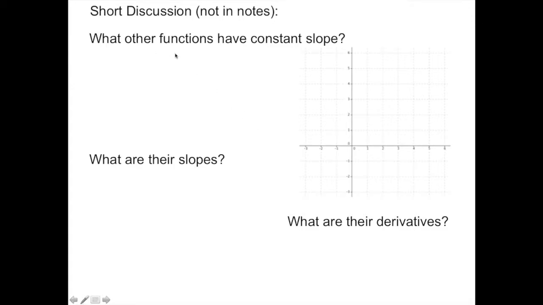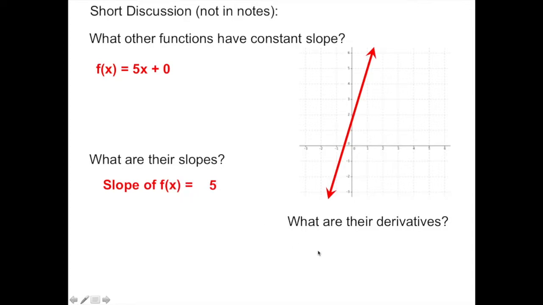Can you think of other functions that have constant slope other than the horizontal lines? If you think about that, we also can deal with lines that aren't horizontal. They still have constant slope. If we look at this line here, f of x equals 5x plus 0, I'm going to have to move that over a little bit. That should have an intercept of 0. So what is the slope of f of x? The slope of f of x is 5, which means the derivative everywhere must be 5.